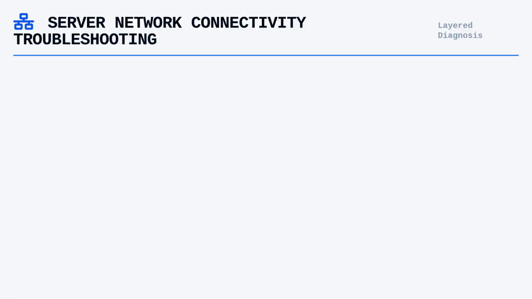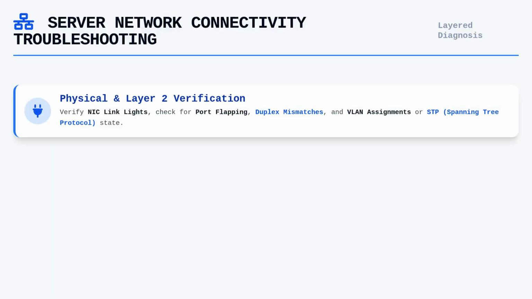Network connectivity issues on a server often require isolating the problem between the physical interface and the logical IP configuration. If a server loses connectivity, we begin by verifying link lights on the NIC and checking the switch port status for flapping or duplex mismatches.